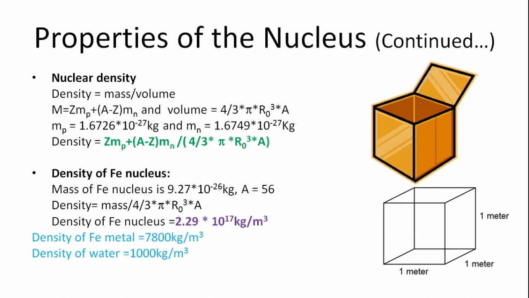The same dimension box can also accommodate 7800 kgs of iron metal. And if I want to put iron nucleus inside the box, I can put 2.29 × 10^17 kgs of iron nucleus in a 1 meter cube box. So now you can imagine how dense the iron nucleus is.